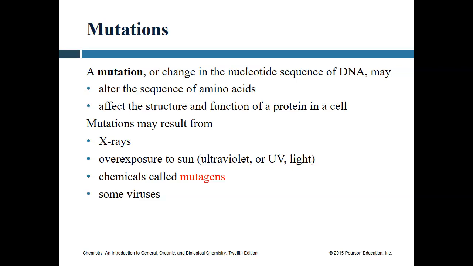X-rays have been known to cause mutations. Overexposure to sunlight, since the most dangerous part of sunlight is the ultraviolet rays. Ultraviolet light, higher energy light, is able to disrupt the sequence of our DNA as well. Exposure to certain types of chemicals, known as mutagens, can have a particular impact on your DNA. And even certain kinds of viruses can change your genetic structure.